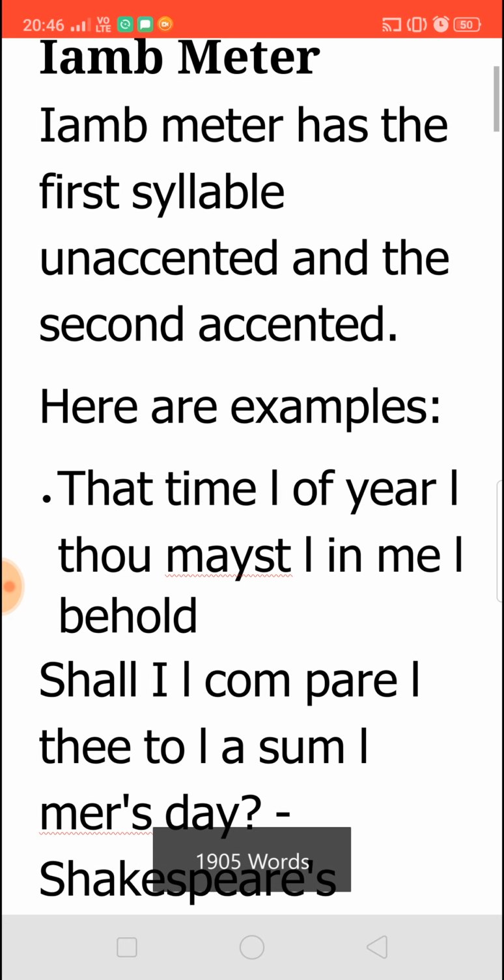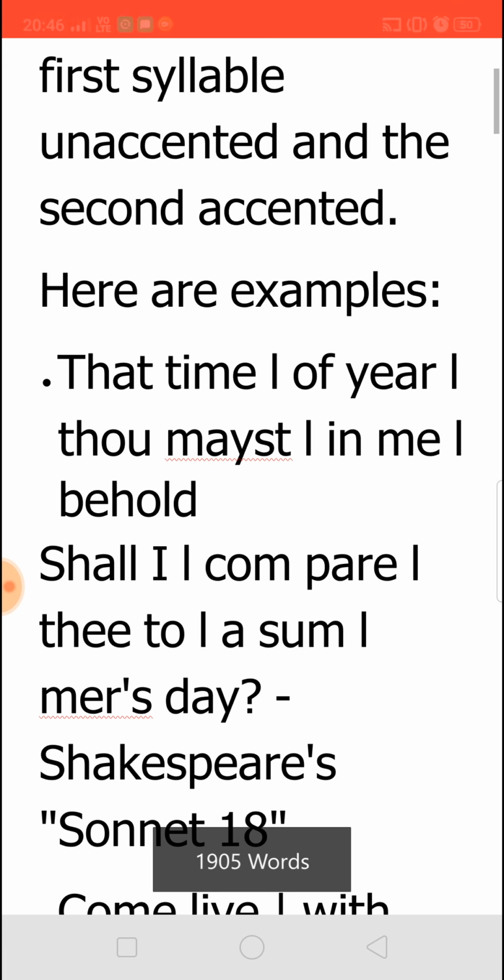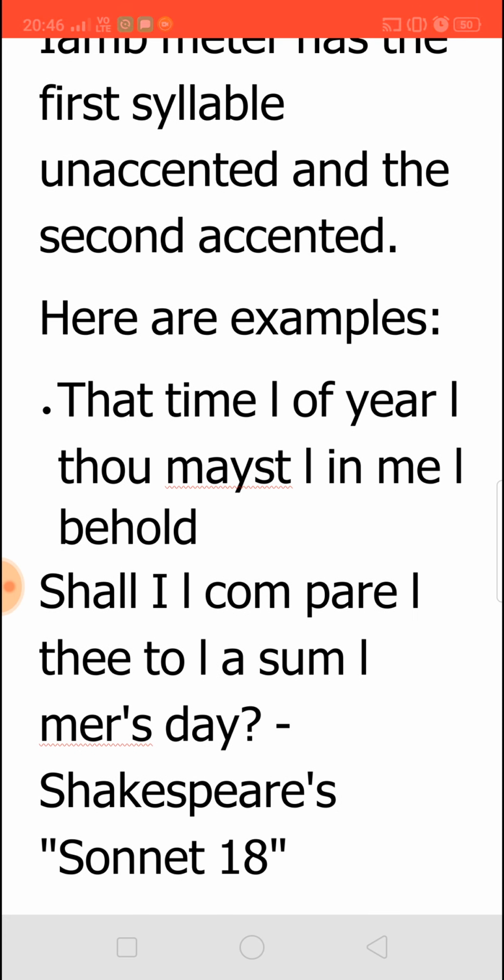Now I will give you an example from Shall I Compare Thee to a Summer's Day by Shakespeare. It is sonnet 18. That time of year thou mayest in me behold. If you see, you will give the stress only for the second sound. I will not say words, I will say sound. Same way, even in the title, you will say shall I compare thee to a summer's day. So the first sound will be unstressed, that is unaccented, and the second sound will be stressed, that is accented.